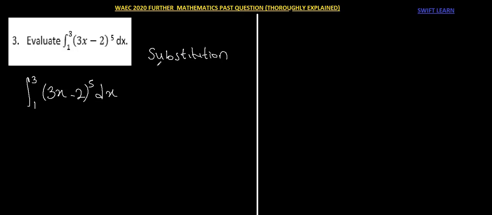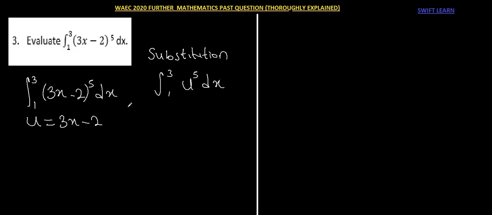In the substitution method, you represent a whole function with a simpler function. Like I can just represent the whole of this with u. I can use any letter, I can use b or m or whatever, but I just prefer u. That will be u equals 3x minus 2. That means everything is represented with the letter u. Then we can put it in: the integral from 1 to 3 of u raised to the power of 5 dx.